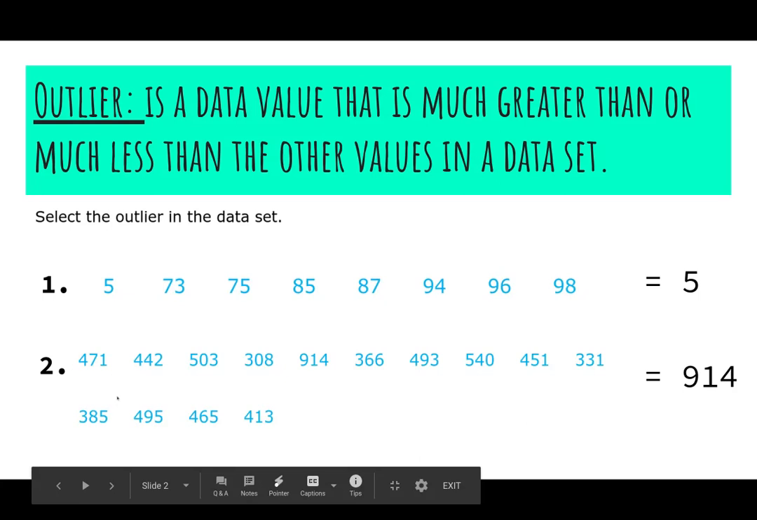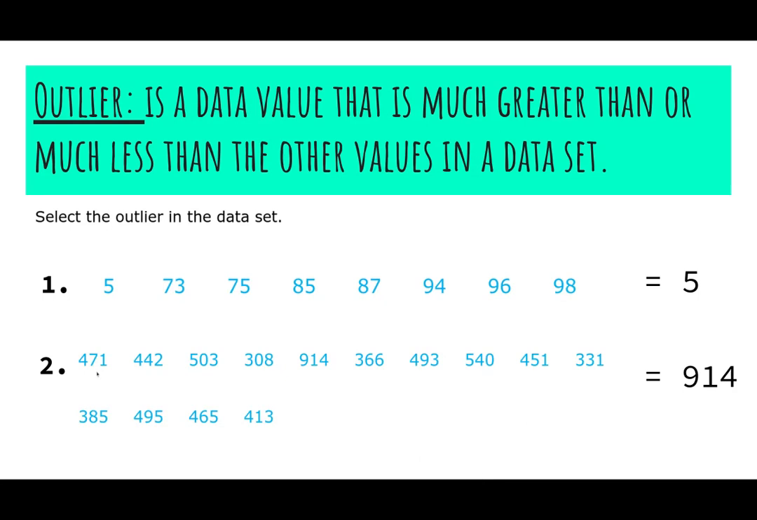And then on number 2, you'll notice that all the numbers kind of look in the range of 400 to 500-ish. Be very careful that you don't accidentally pick this 308, because I probably would have done that if I didn't look carefully. The outlier is actually 914. So make sure you look through them all carefully. All right, so that's identifying an outlier.